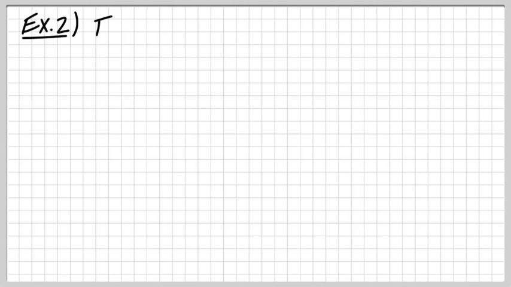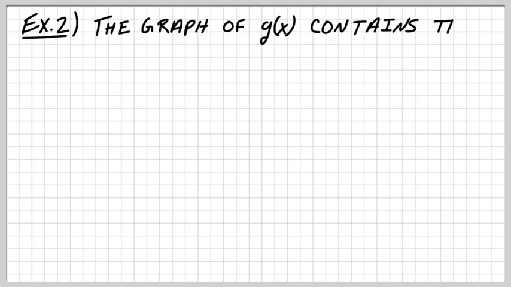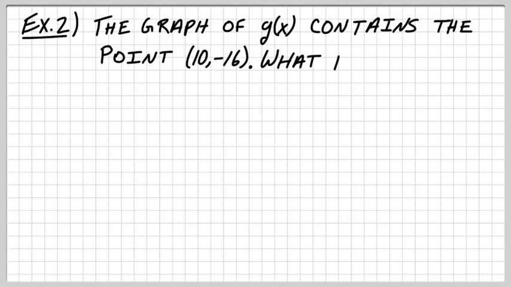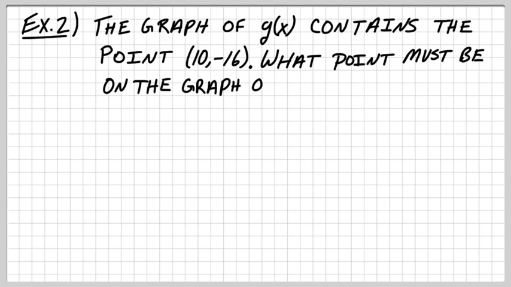So for example 2, let's say the graph of g of x contains the point 10, negative 16. This is all I'm going to give you. That's all you need to know. So what point must be on the graph of, I'll give you a couple scenarios here. All you know right now is that g of x is some function that contains the point 10, negative 16.